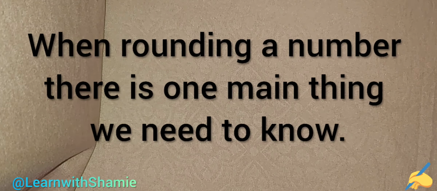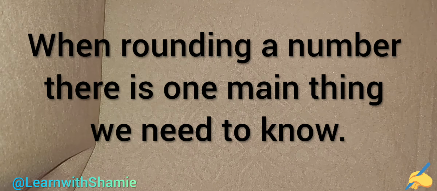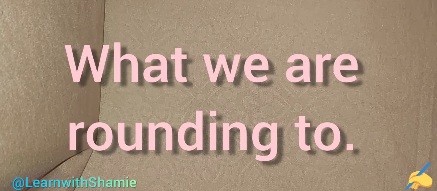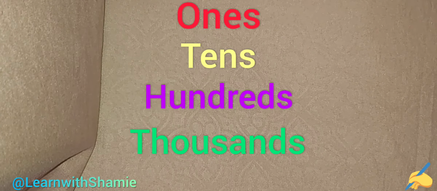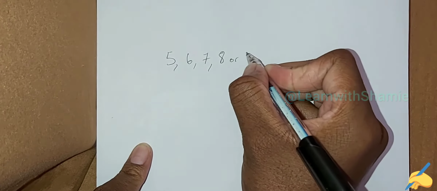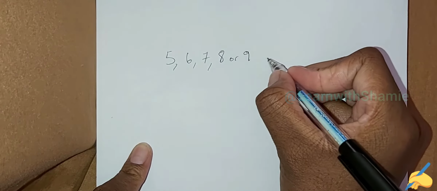When rounding a number, there's one main thing we need to know. We need to know what we are rounding to, whether we are rounding to ones, tens, hundreds, thousands, and so on. If the number following the place you are rounding to is 5, 6, 7, 8, or 9, you round the number up.